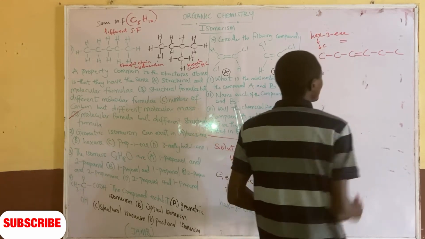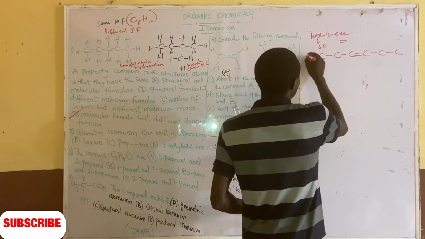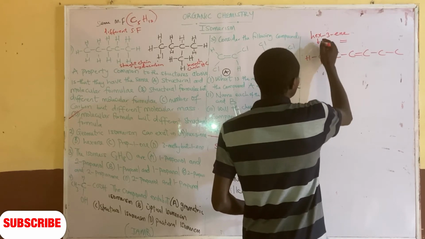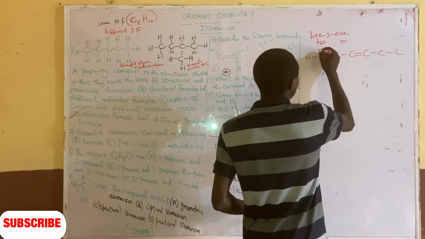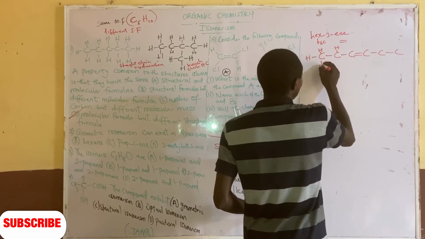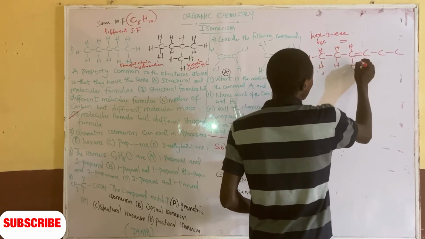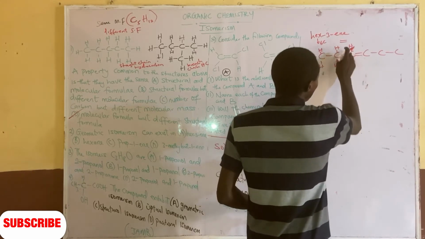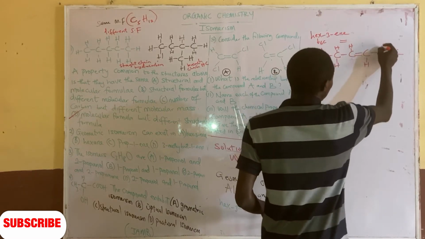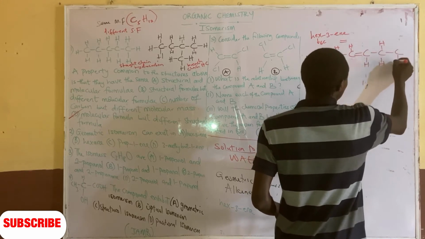So the double bond is here, and you can fill the rest with hydrogen. We have hydrogen here, hydrogen here. No, just one hydrogen here, because this is 1, 2, 3, 4. So another hydrogen here, hydrogen here, hydrogen here.